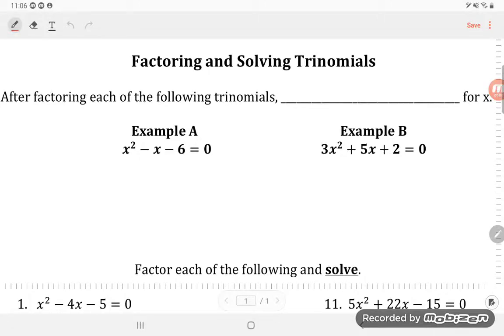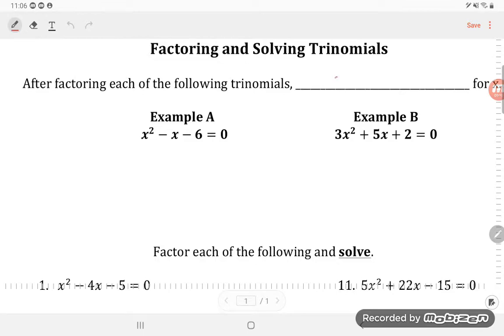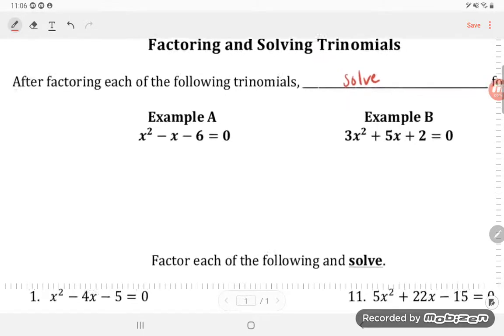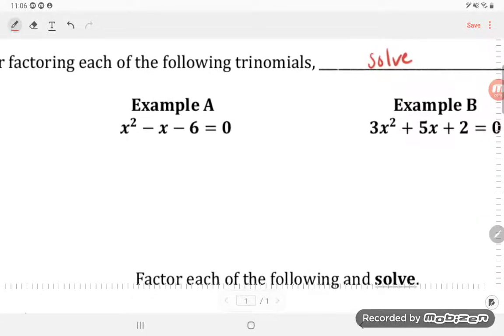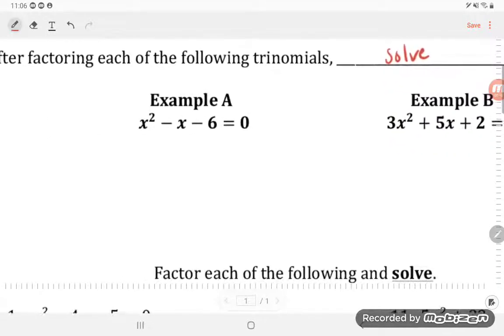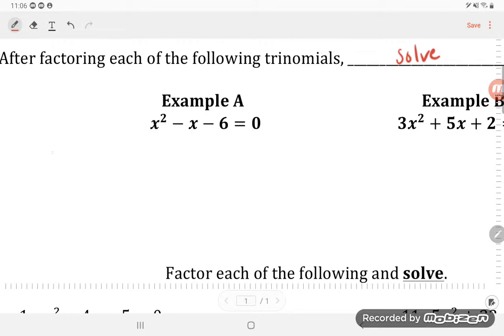In this video, we're going to factor and solve trinomials. So after factoring each of the following trinomials, solve for x. For example A, I have x squared minus x minus 6. So for this one, I'm going to draw the x as usual.